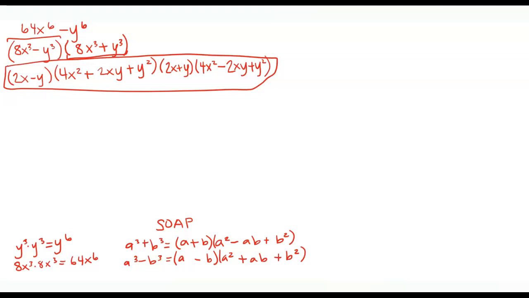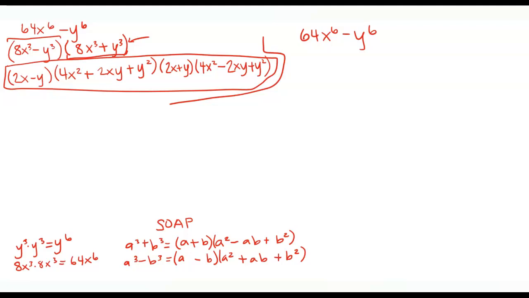Now, if we factor, let's start with the 64x to the 6th minus y to the 6th. If we factor this again, we should get the same answer whether we started with difference of squares or whether we start with difference of cubes. Now, difference of squares, in my opinion, is a little bit easier. It's a little bit more straightforward and easier to recognize. But we are going to look at the difference of cubes to see how to recognize this one, or at least how to solve it.